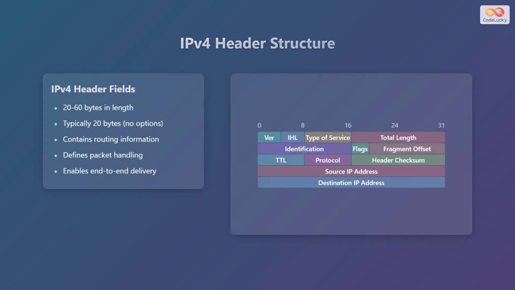Here we have the Internet Protocol version 4 header structure. It's important to understand the format and fields of the Internet Protocol version 4 header. The Internet Protocol version 4 header is typically 20 to 60 bytes in length. Usually it is 20 bytes long when no options are included. It carries vital routing information. It also defines how packets are to be handled as they traverse the network, and it enables end-to-end delivery of data.